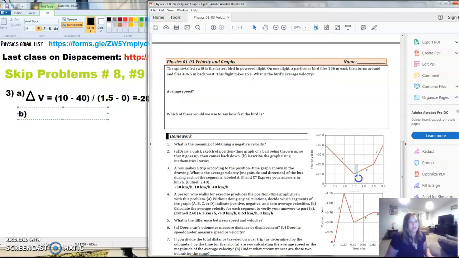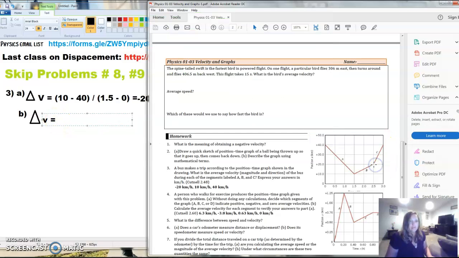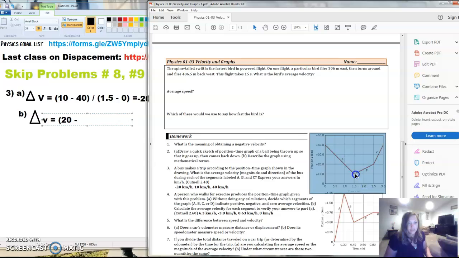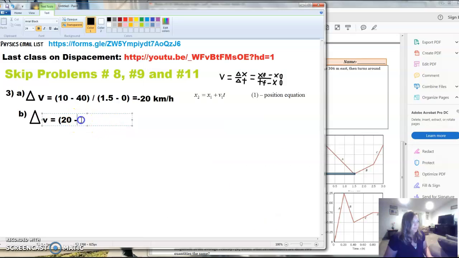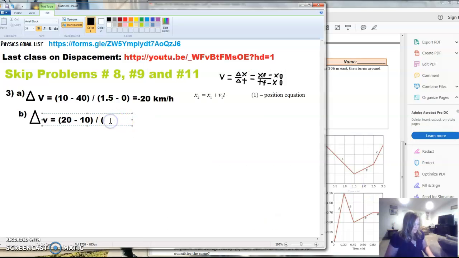And segment of the graph B is down here. So we're going to follow the exact same process. So you can see I've got delta v ready for us up on the board. And we need to look at the final distance. The final distance is over here at plus 20. So we're going to write down 20 minus its initial position, which is right here also, 10, divided by our time stamps also. Our final time is 2.5 minus 1.5.